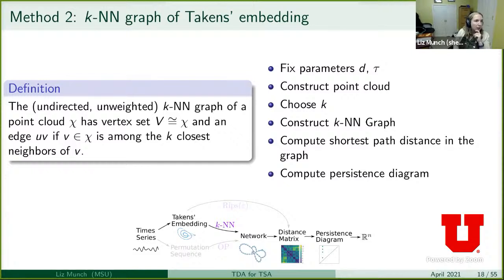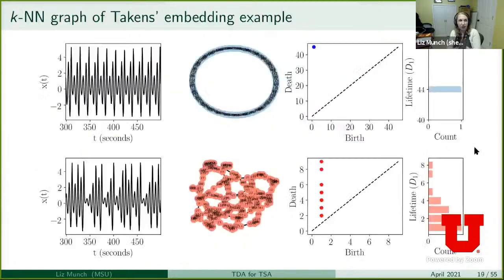This involves picking a K in advance. But once we've built this K-nearest neighbor graph, I can do everything I said before about distances and come up with pairwise distances, which I can use to build persistence diagrams and go from there. So here's what happens when you do that with the same time series. I've taken all my data.